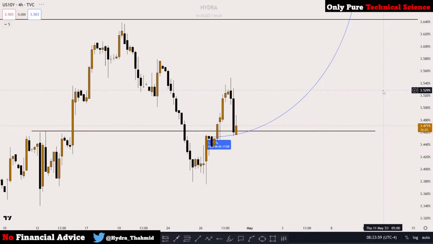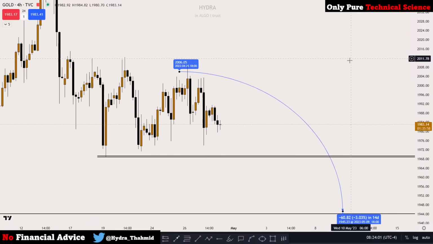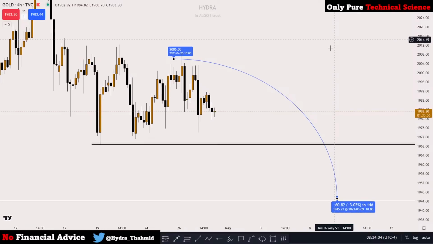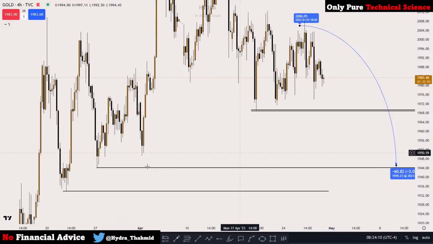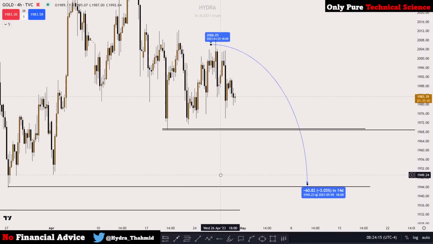And if I take on to the gold chart, I know a lot of you trade on gold. Our draw on liquidity is below this relative equal lows, and if price is still volatile, you will see that price is coming down here and taking out these relative equal lows here. So that's what I'm expecting, to be honest.